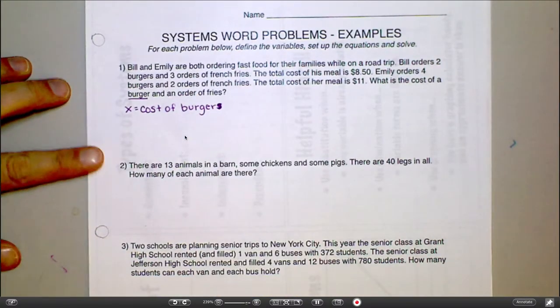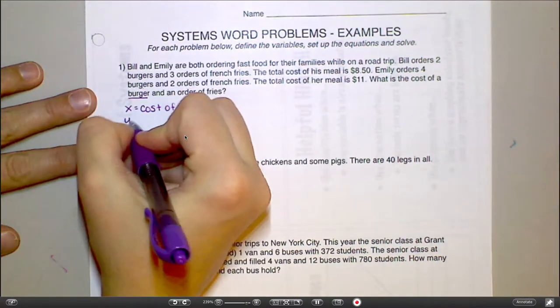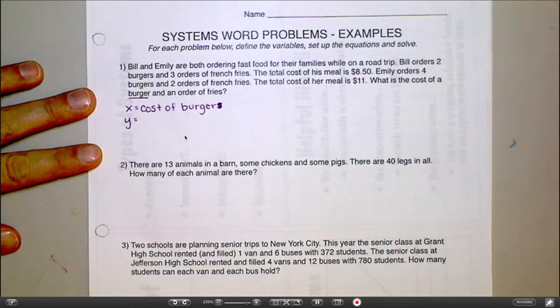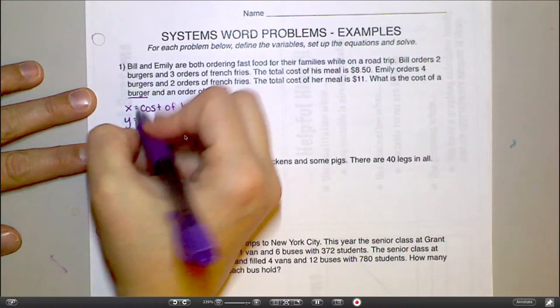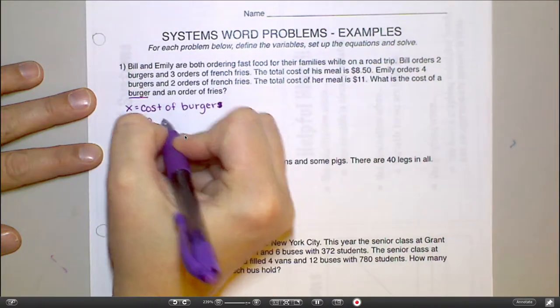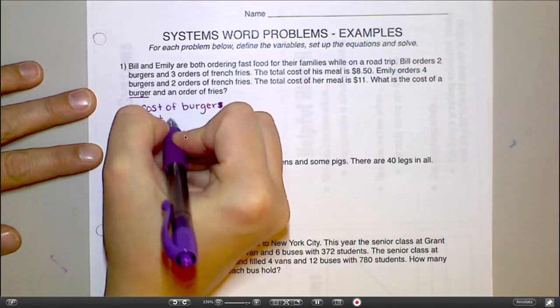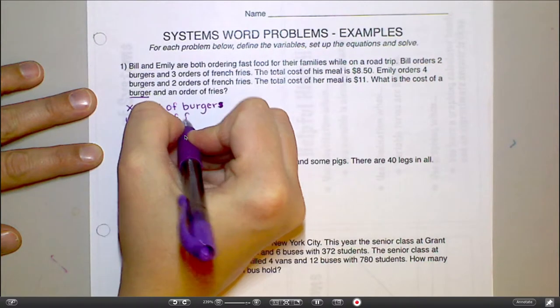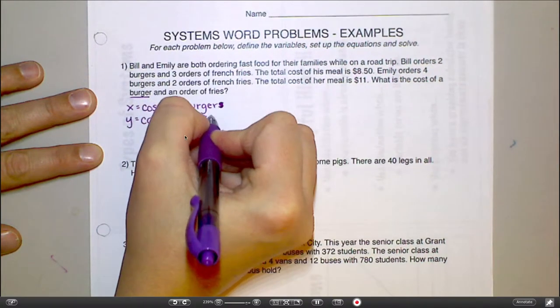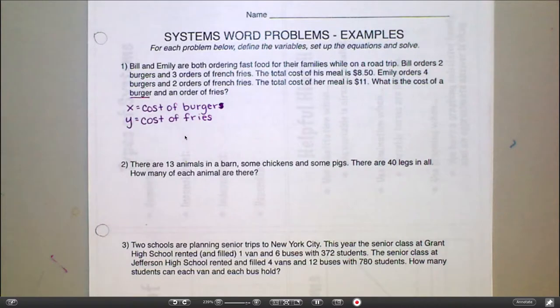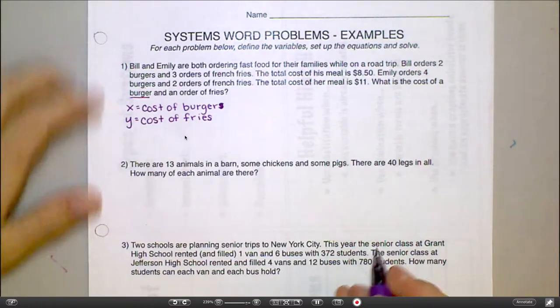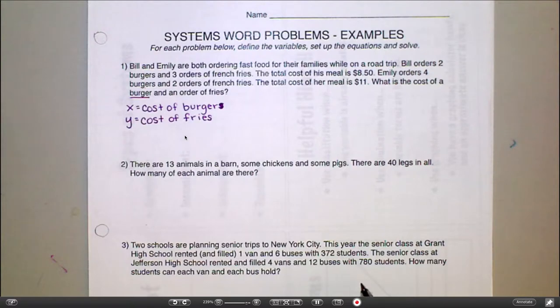So what's my y going to be? What's my other thing I'm trying to find? Cost of fries, yep. So x is cost of a burger, y is cost of fries. And we're comparing Bill's meal and Emily's meal, right? So I'm going to write 2 different equations, one for Bill, one for Emily.